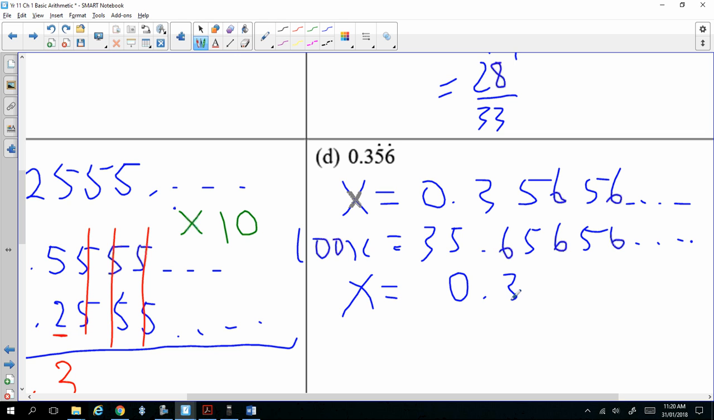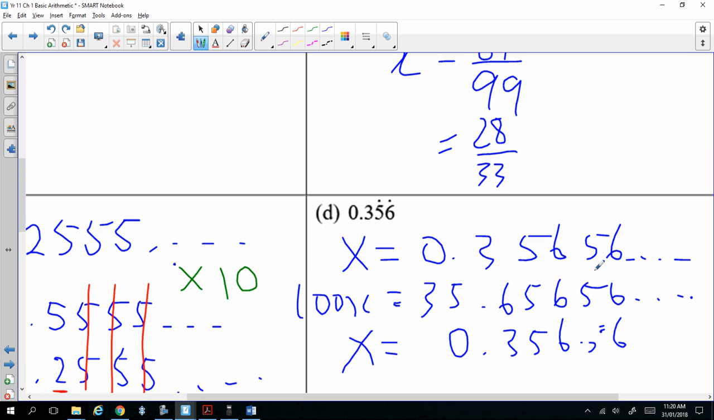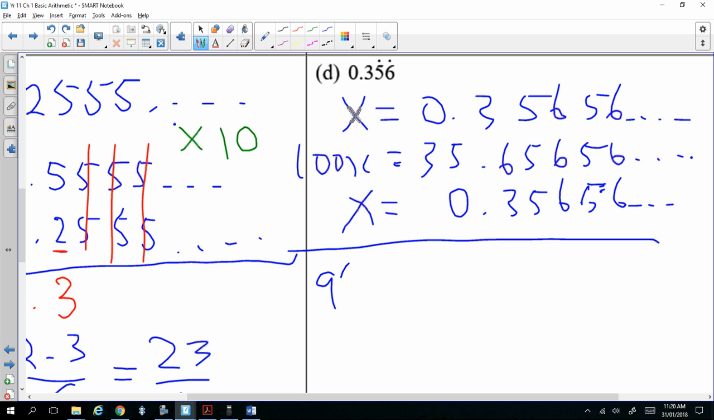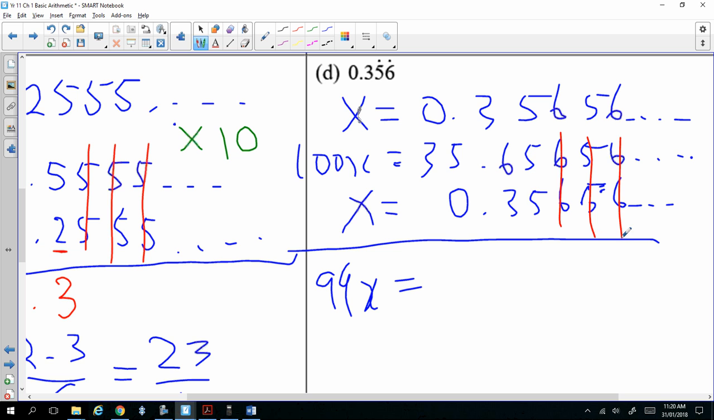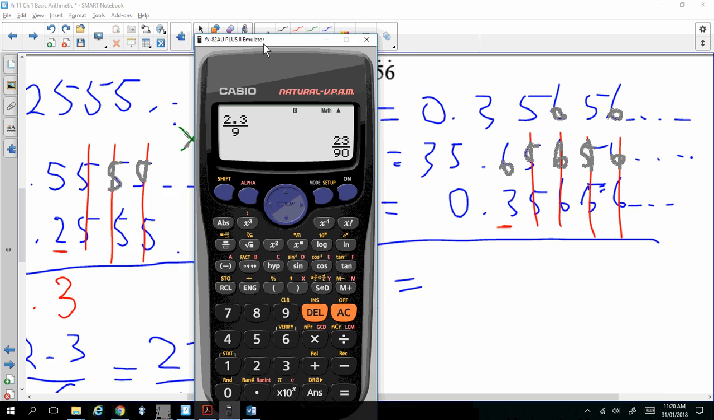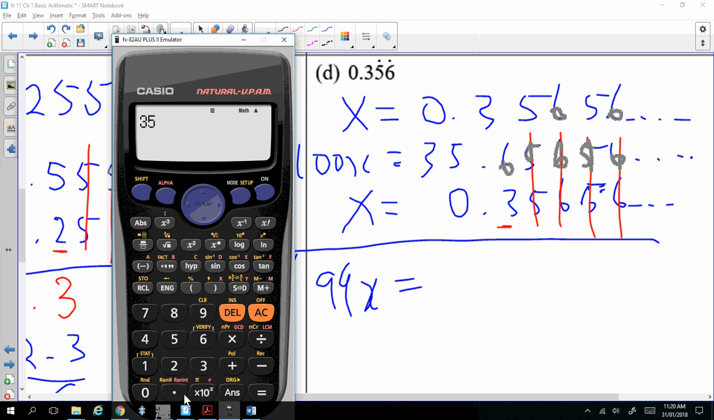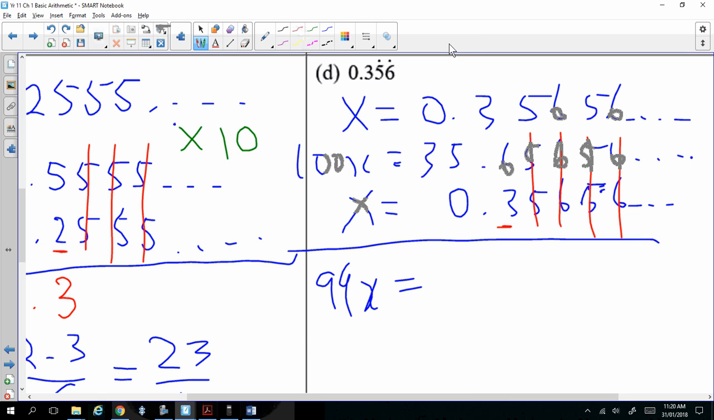Subtract, so you get 99x, and pay attention to where you stop cancelling. You got cancelling, but that's where you stopped. So you just have to do that on a calculator or by hand. 35.6 minus 0.3 is 35.3. And then you just go 35.3 over 99. Use your calculator, 35.3 over 99.